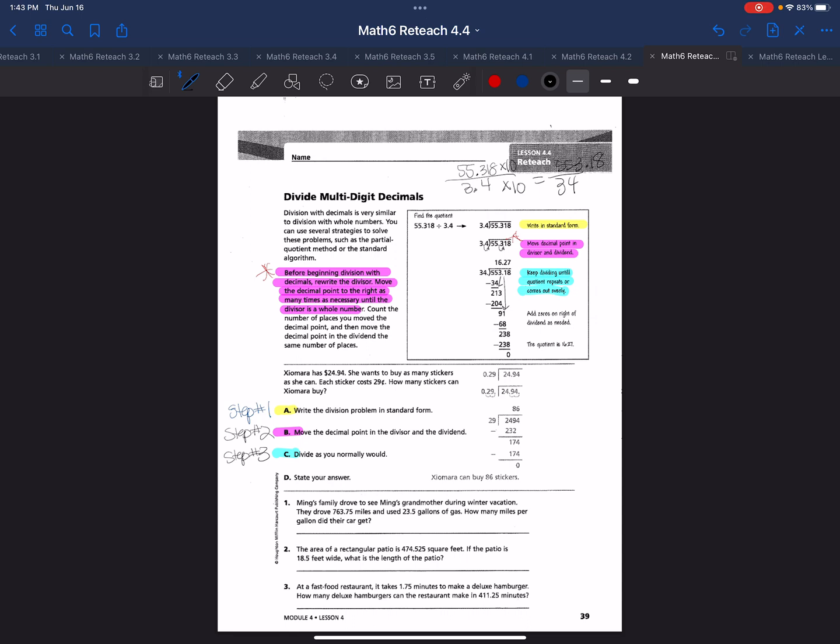Can 34 go into 91? Yes, 2 times. 2 times 34 is 68. Subtract, bring down the 8. Then can 34 go into 238? Yes, 7 times. 7 times 34 is 238. One thing also to remember when you're doing this, if you see that your decimal point is here, really make sure that you are lining up your digits and keeping your decimal point in the quotient, which is the answer to the division problem.